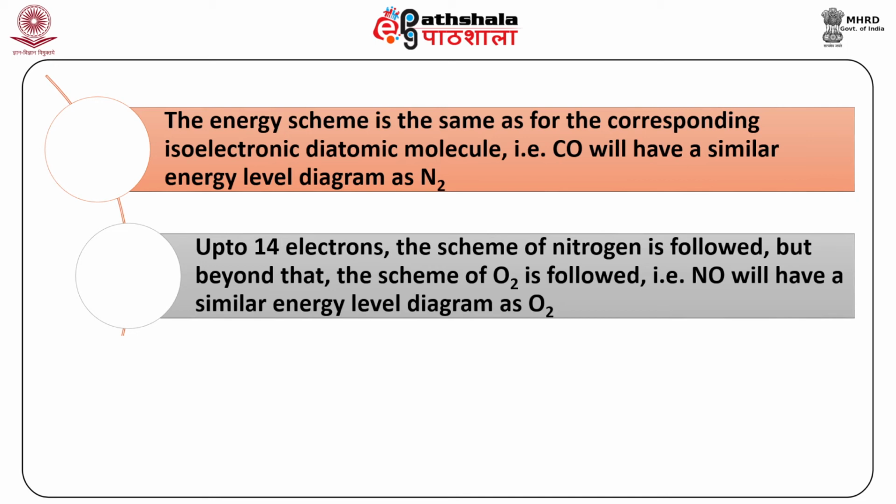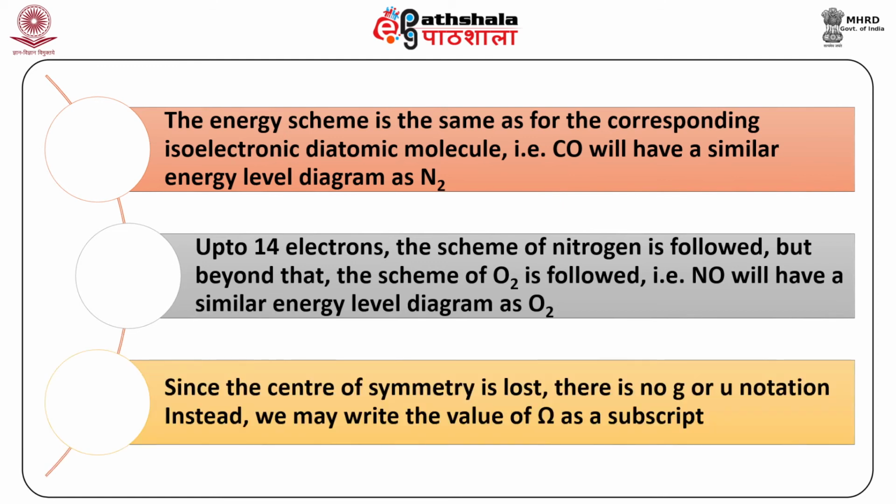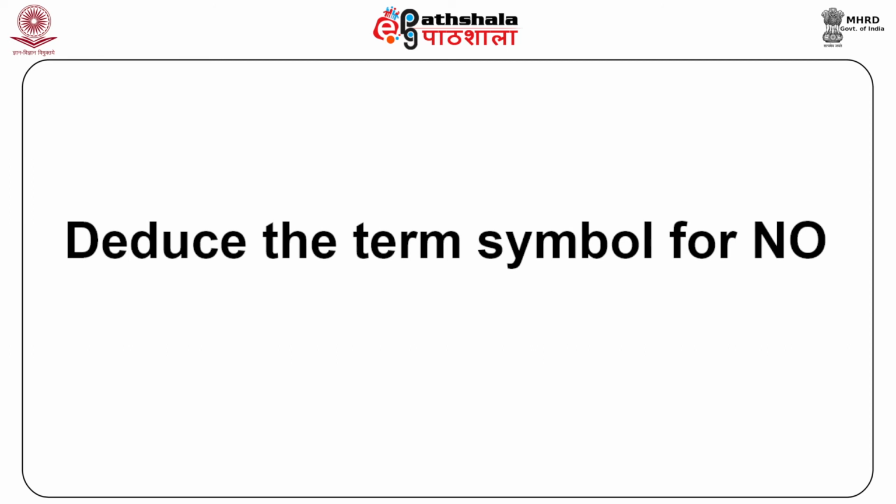but beyond that the scheme of oxygen is followed, that is NO, which has 15 electrons, will have an energy level which is similar to that of O2, and here there is no center of symmetry. So, the point group is C infinity v, and there is no g or u notation because there is no center of symmetry, and instead of writing g or u we may write down the value of Ω, as you know, which is the equivalent of J for atomic states, and we may write this as a subscript. So, as an example we will take up the term symbol for nitric oxide.